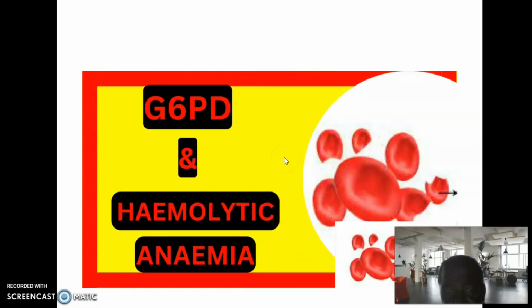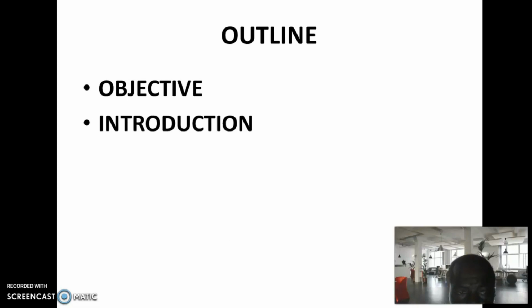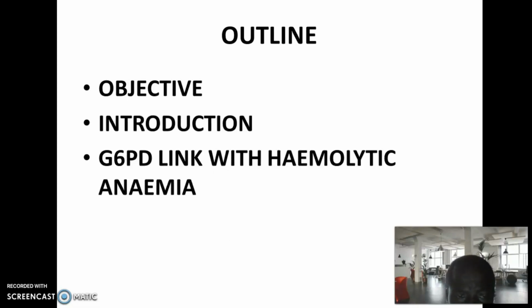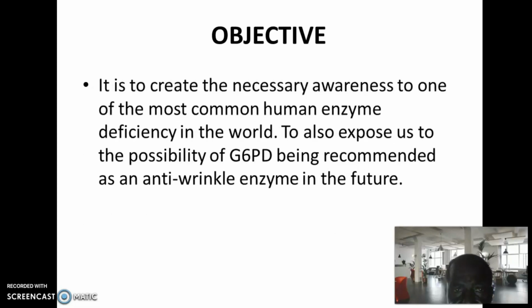G6PD and hemolytic anemia. Let's look at the outline, the objective, and the introduction. The G6PD link with hemolytic anemia, G6PD links with antioxidants, and finally the conclusion. The objective is to create the necessary awareness of one of the most common human enzyme deficiencies in the world, and to also expose us to the possibility of G6PD being recommended as an anti-wrinkle or anti-aging enzyme in the future.